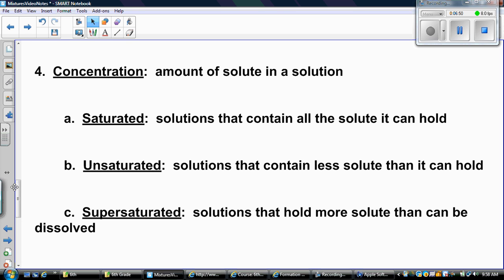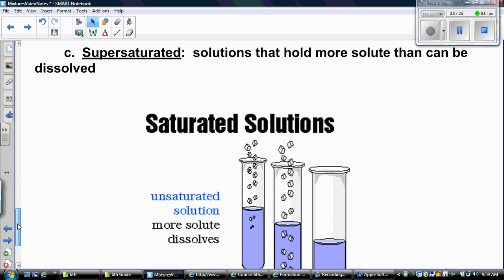An unsaturated solution means that it contains less solute than it can hold. So that means it's kind of a weak solution. The solvent can still dissolve more, but it doesn't have a lot of the solute. A supersaturated solution holds more solute than can be dissolved. So what that means is if the solvent can't dissolve any more, there's not enough of the solvent to dissolve the solute, you'll start seeing solid particles in a solution, and that's called supersaturated.